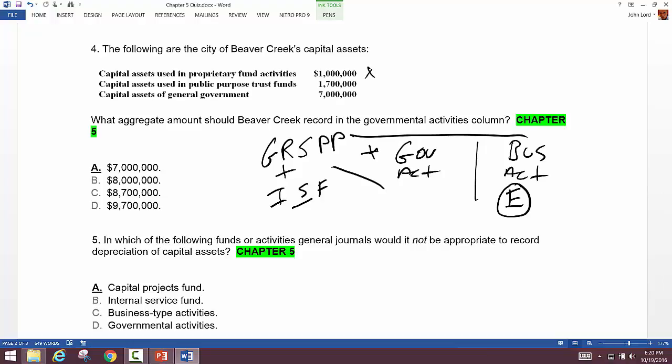Oh, that's not a very good question. Yeah, what a horrible question. Okay. How about capital assets used for public purpose trust funds? Trust funds, guys, by definition, are our fiduciary funds. So I'm not going to pick those up. And so now I have what? I have general government assets, 7 million. Oh, I see. Oh, no, it's a horrible question. Yeah, it truly is a horrible question because what?